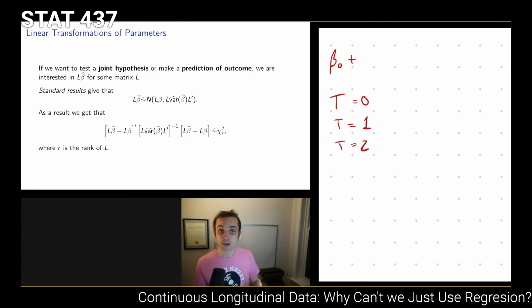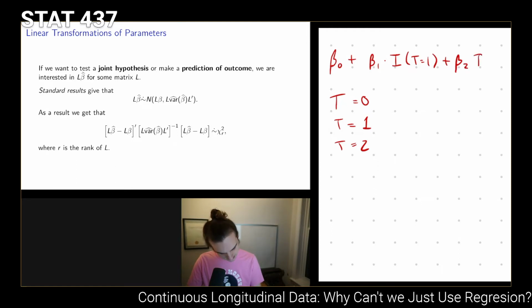And we're treating these as a factor variable, right? So time equals 1 may have been 6 weeks later, time equals 2 could have been a year later, whatever the case may be. But the saturated model here is going to be beta 0 plus beta 1 times the indicator that time equals 1 plus beta 2 times the indicator that time equals 2.